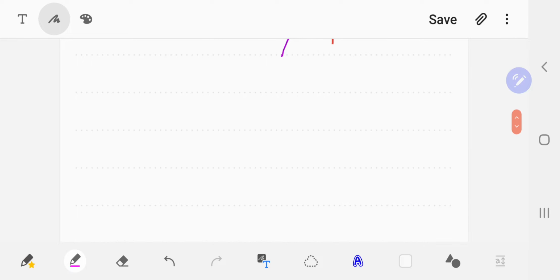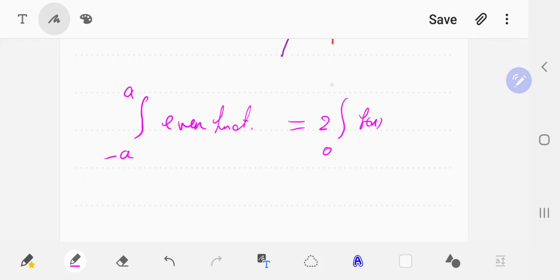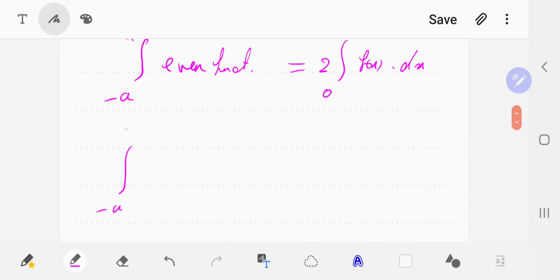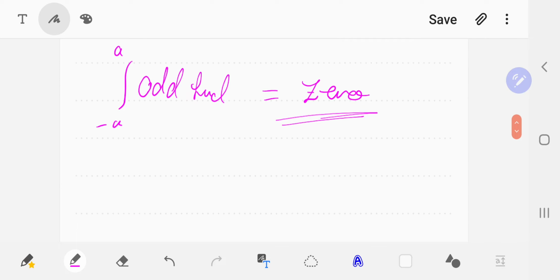So what's the result here? If you are integrating from negative a to a of an even function, then the answer will be equal to 2 times the integration of that even function from 0 to a only, dx. While if you are integrating from negative a to a of an odd function, then that will immediately be equal to 0 and no need to work it out.